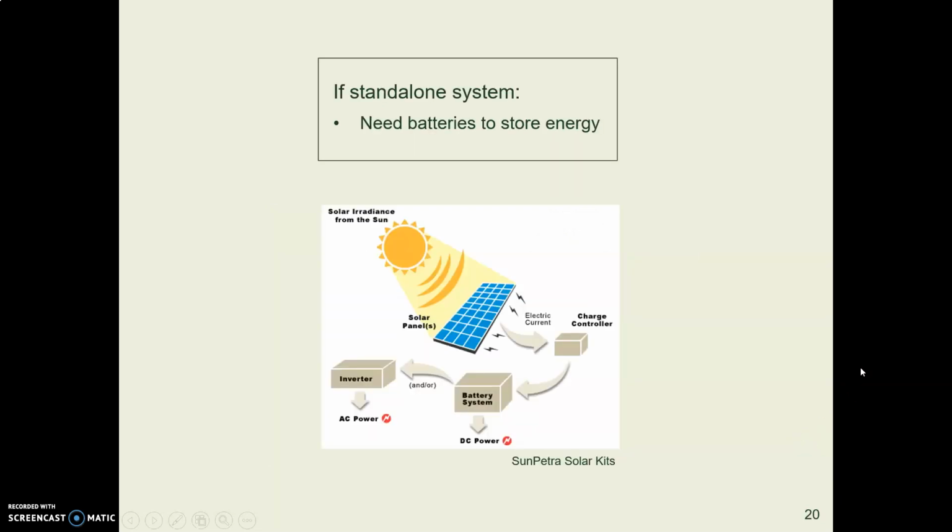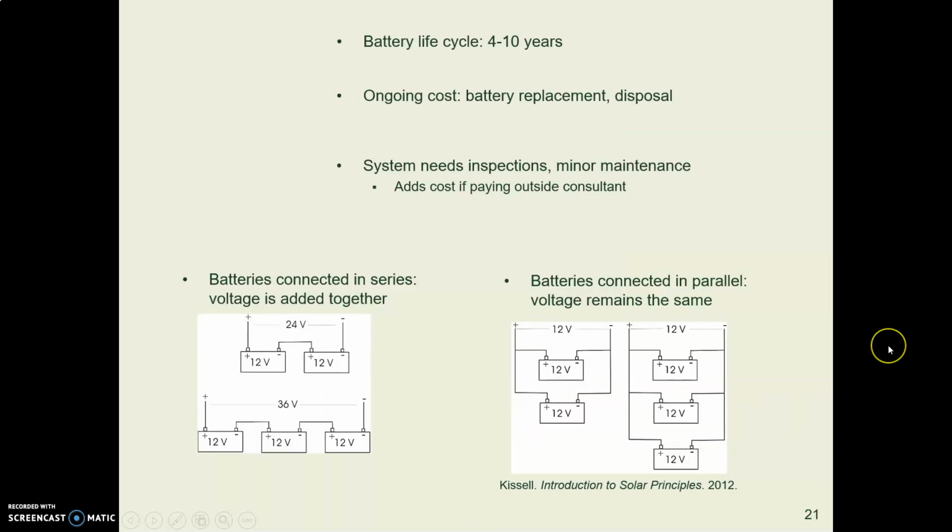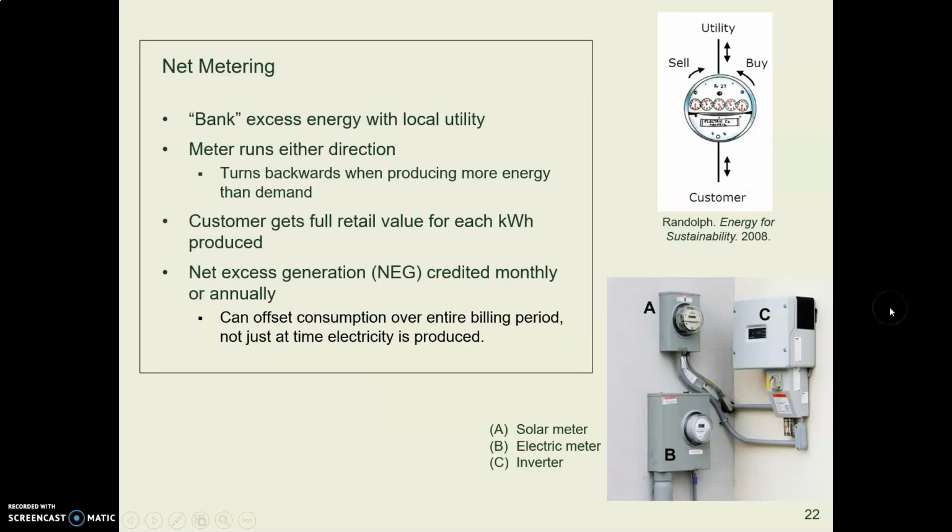If you're doing a standalone system, but you're not connected to the grid, designing this system is more complex. And one of the things that you're going to need is batteries to store this power, like the grid does. Batteries last a long time. They don't last forever. They last some years. So there is a cost of maintaining and replacing those batteries over time. We've talked about net metering. This is what lets you use the grid as your storage facility.